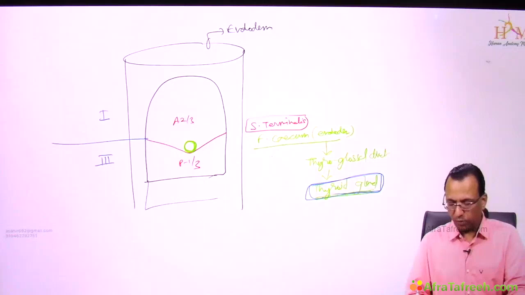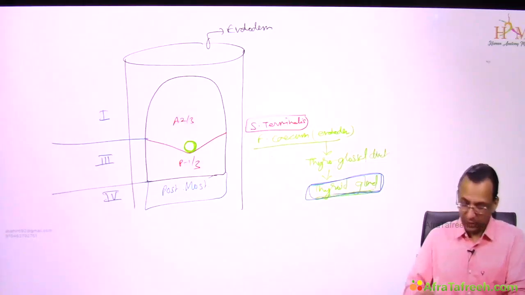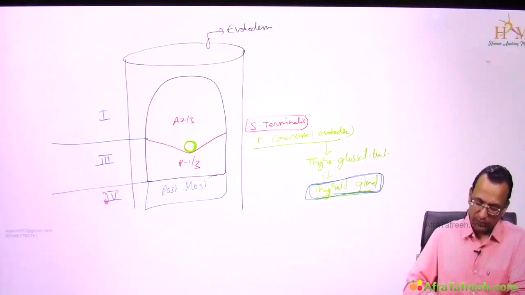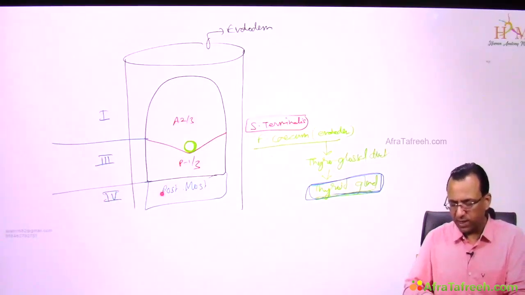It will form the posterior most tongue. Not only will the fourth arch form the posterior most tongue, but it will also form the epiglottis. So the fourth arch will form the posterior most tongue and also the epiglottis? Yes. Can you tell me what is the nerve of the fourth arch?